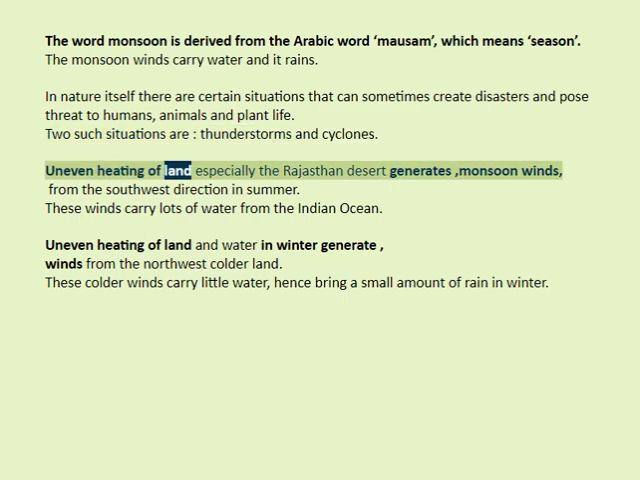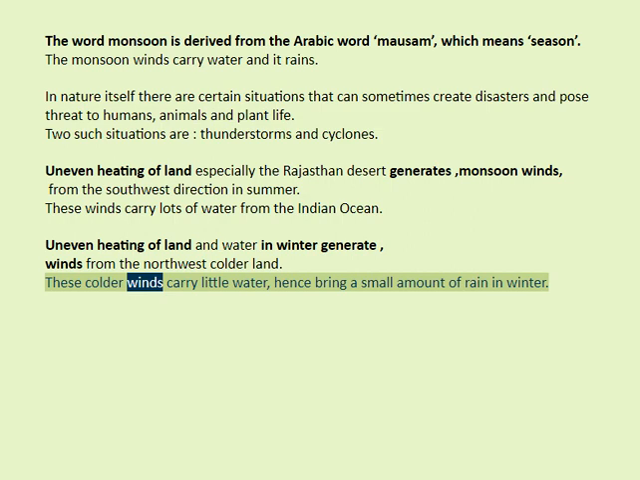Uneven heating of land, especially the Rajasthan desert, generates monsoon winds from the southwest direction in summer. These winds carry lots of water from the Indian Ocean. Uneven heating of land and water in winter generates winds from the northwest colder land. These colder winds carry little water, hence bring a small amount of rain in winter.